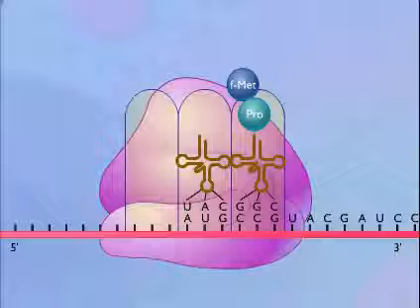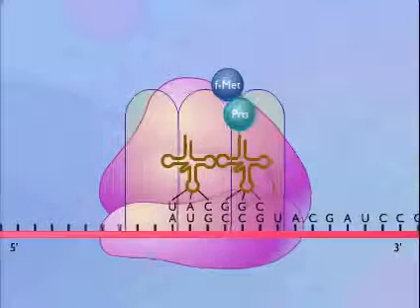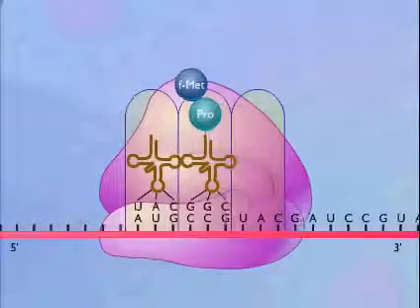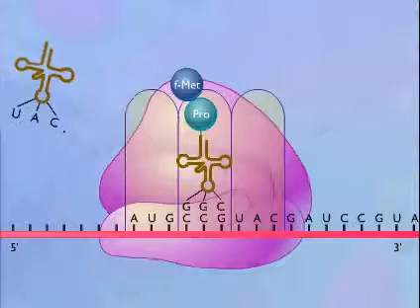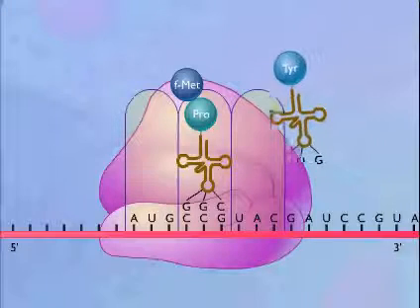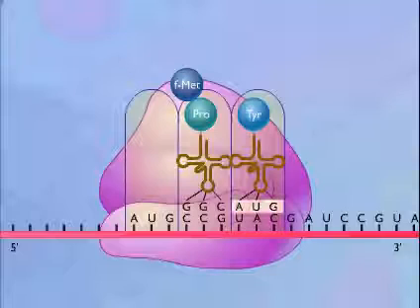The ribosome now advances a distance of one codon, and the transfer RNA that carried the formyl methionine is released at the E site. A transfer RNA carrying the next amino acid now moves into the A site, where the anticodon on the transfer RNA matches the codon on the messenger RNA.